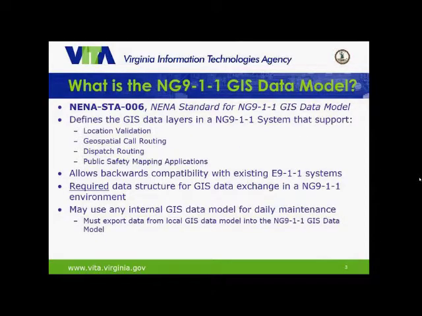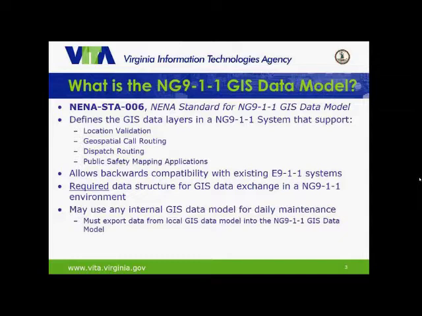So to start off, the first question that we need to ask is, well, what is the next generation 9-1-1 data model? NENA provides different guidelines, standards, best practices, lots of different types of documents that are published by NENA. So within NENA's documentation, they have what's called STA documents, which are standards-based. So anytime you see an STA in front of a NENA document, it's a standard. So the GIS data model is going to be denoted as STA 006 for the GIS data model.